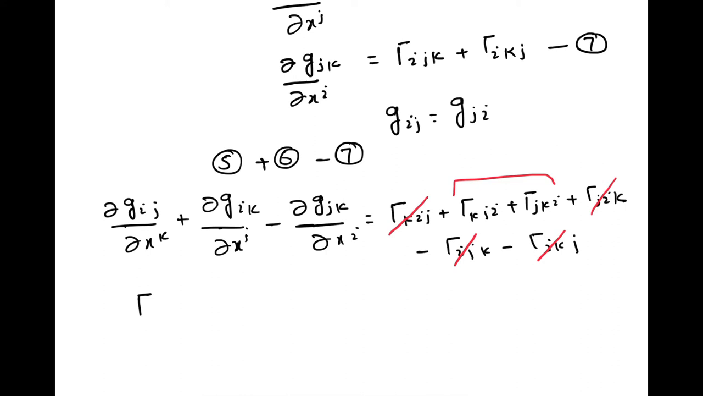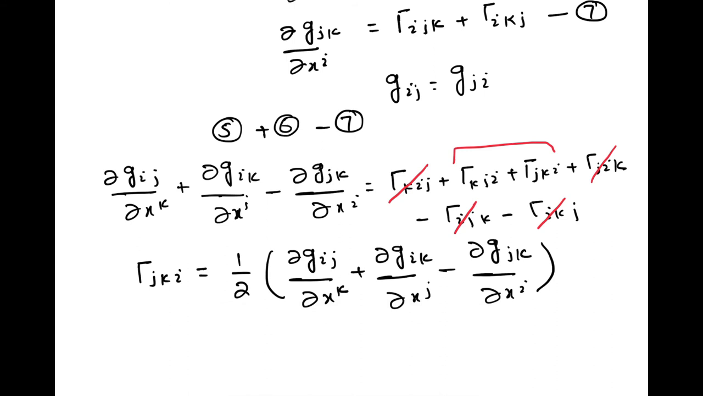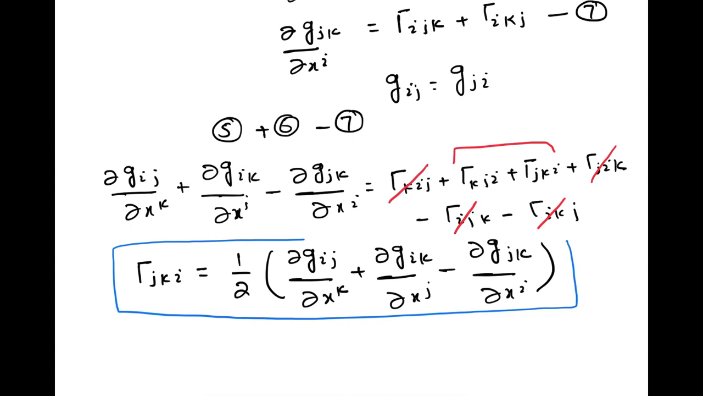So I will obtain from here this equation. Gamma j k i is actually 1 by 2 times partial g i j, partial x k, plus partial g i k, partial x j, and minus partial g j k, partial x i. So this is the expression for the Christoffel symbol. Let me call this equation 8.